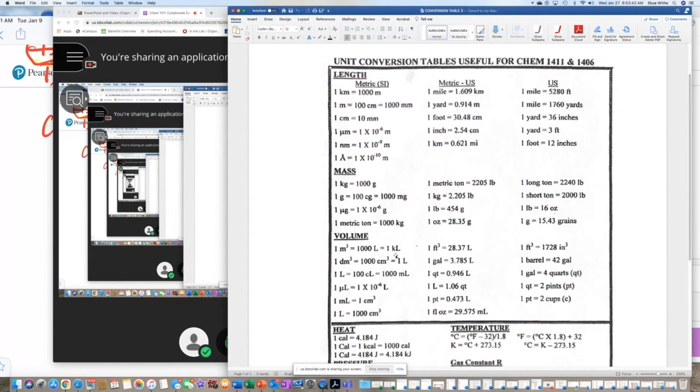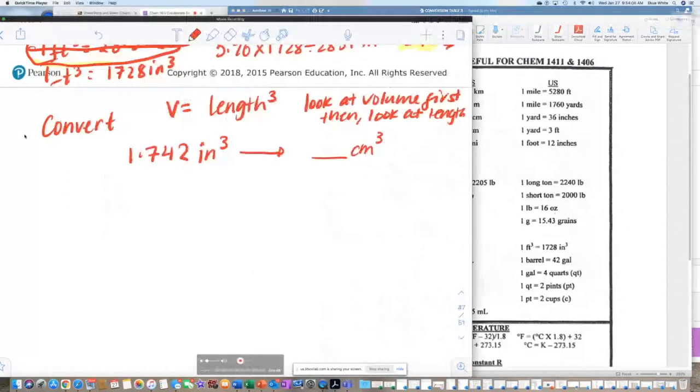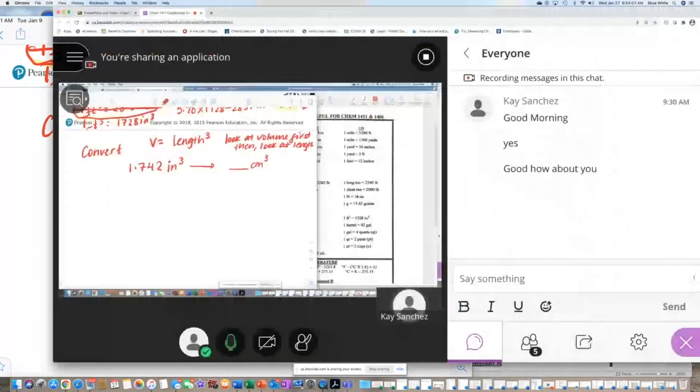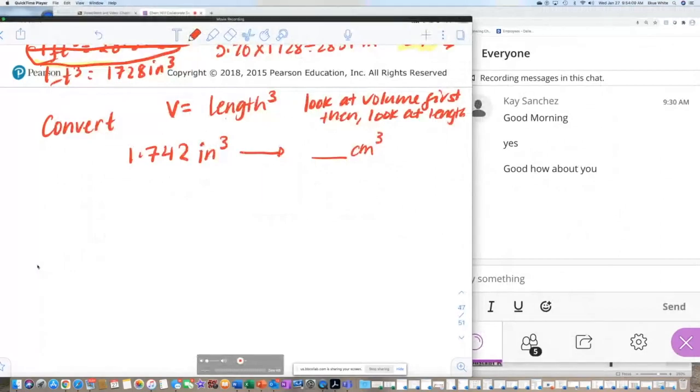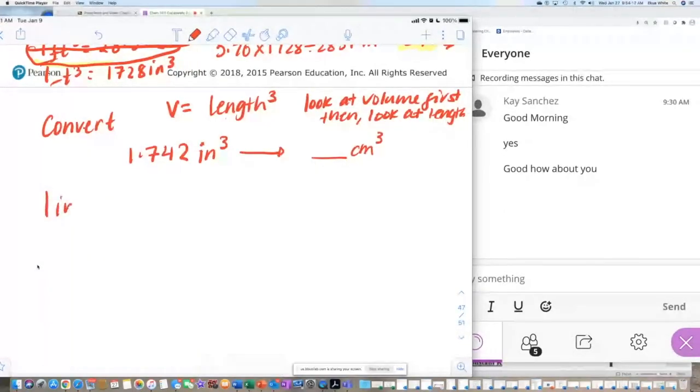So I am going to move over to the length section. In the length section, there are no cubes because it's a basic length, right? The basic units. Oh, right here. 1 inch equals 2.54 centimeters. Okay, that's what I want. So I'm going to move over here. 1 inch equals 2.54 centimeters.